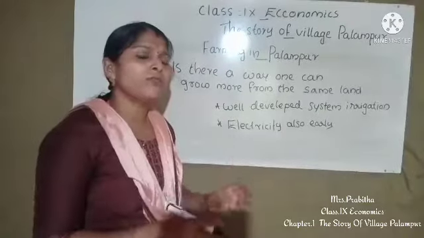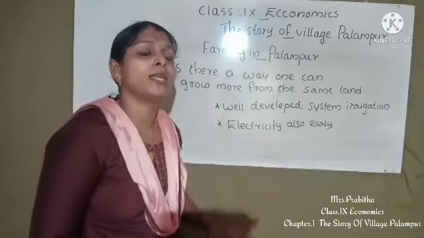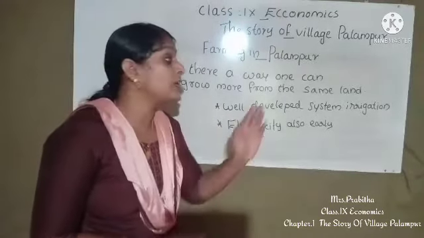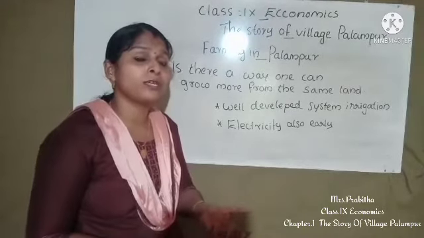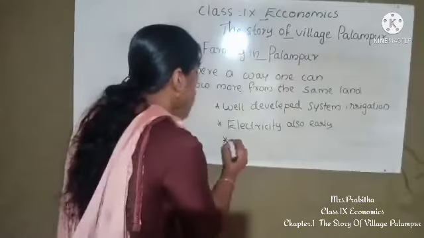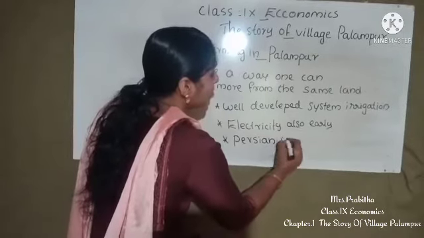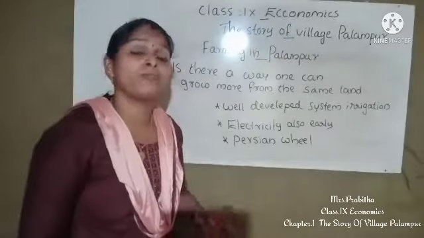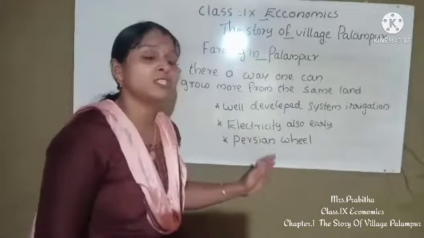Because electricity reached Palampur, one of the most important impacts of this electricity was the transformation of the irrigation system. How did the irrigation system transform? Yes, the farmers in Palampur started to use the Persian wheel. So the invention of the Persian wheel was another important reason the farmers can grow more than two crops in a year in the Palampur village.